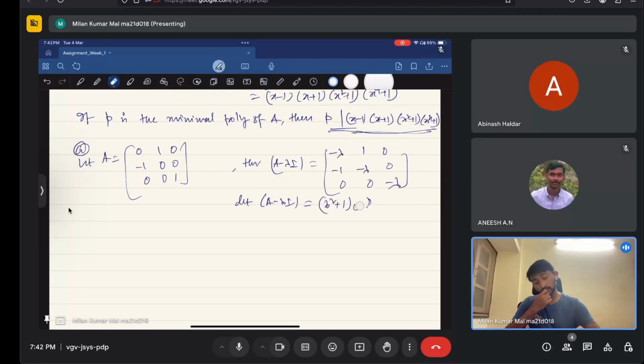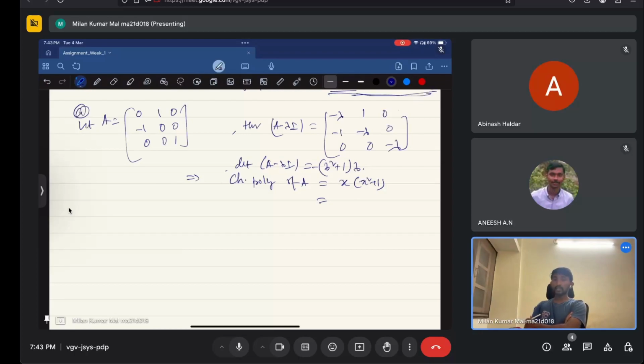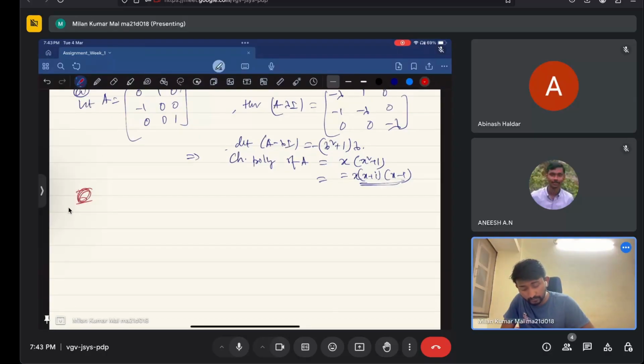So the characteristic polynomial of A is equal to x times (x square plus 1), which is also equal to the minimal polynomial. Why is this the minimal polynomial? Because if we do the factorization of this polynomial, what will I get? x (x plus i)(x minus i). Okay, so it is better to state a theorem. Actually this is not a theorem, this is a remark, a very important remark.